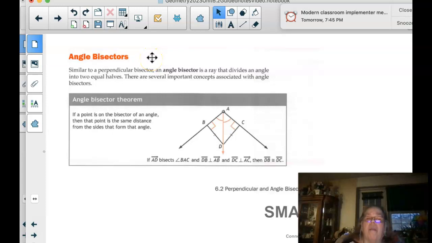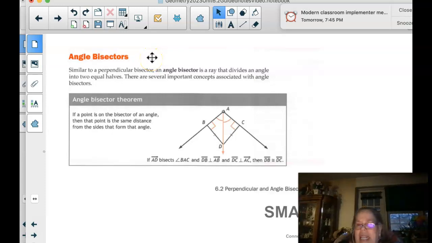Okay, angle bisectors. What is an angle bisector? Bisector tells us to cut, it cuts something into two congruent equal halves. So an angle bisector cuts an angle into two equal halves. Okay, similar to a perpendicular bisector, an angle bisector is a ray that divides an angle into two equal halves.